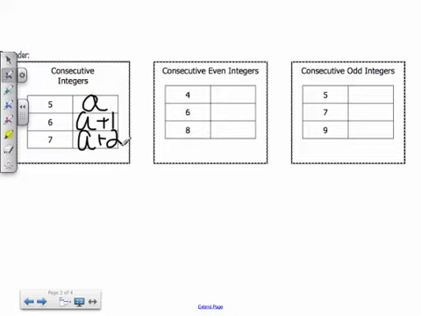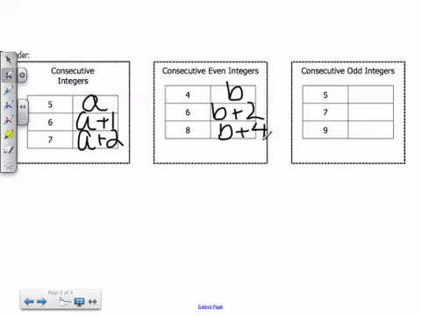Now remember, for consecutive even integers, if the first integer is b, for example, I have to skip over the 5 to get to the 6, so I have to skip one number to get to the next consecutive even integer. So that would be b plus 2, and then the one after that would be b plus 4.